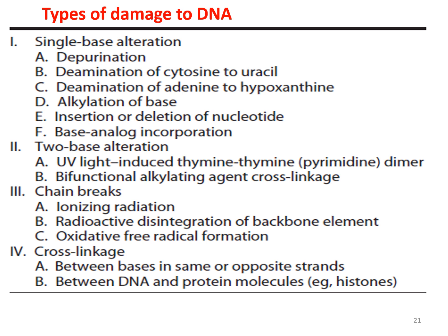Two-base alteration can be associated with UV light induced thymine pyrimidine dimer and bifunctional alkylating agent, which can cause cross linkage. The chain breakers, ionizing radiation, radioactive disintegration of backbone element, and oxidative free radicals can also be associated with chain breaks and cross linkage. Another DNA damage is cross linkage between bases in the same or opposite strand, or between DNA and protein molecules. For example, histone protein can also be the cause of this cross linkage type of DNA damage.